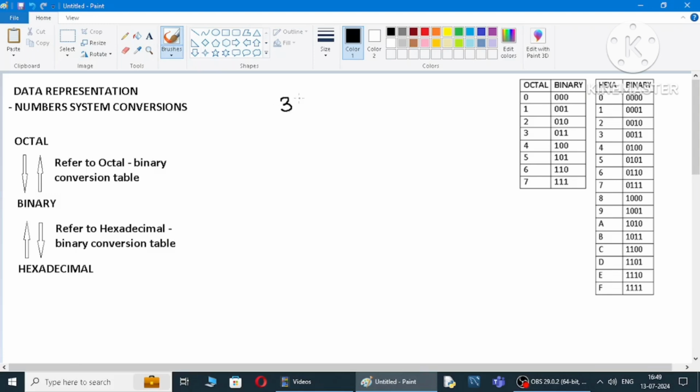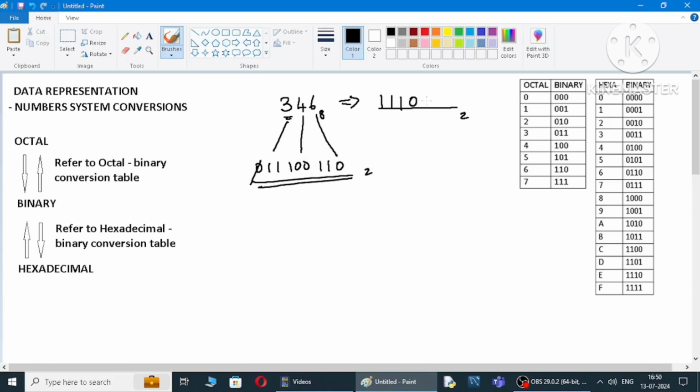Say for example, you have number 346 to the base 8. So we need to convert this to binary. Now I told you should have the tabular column ready for this kind of conversion. Now first check number 3 in this table. It is 0, 1, 1. For number 4 it is 1, 0, 0. And for number 6 it is 1, 1, 0. So the answer is, you can skip this 0, it doesn't have a value. So 1, 1, 1, 0, 0, 1, 1, 0 to the base 2.